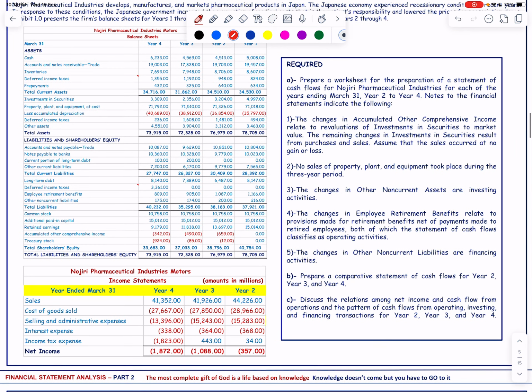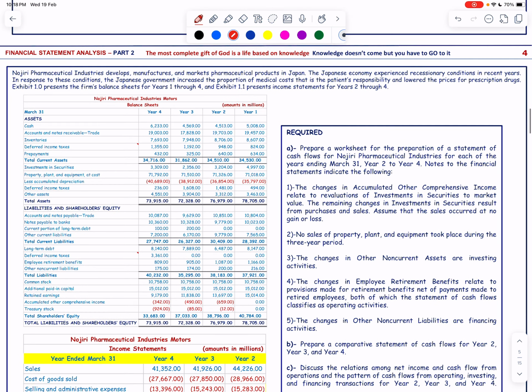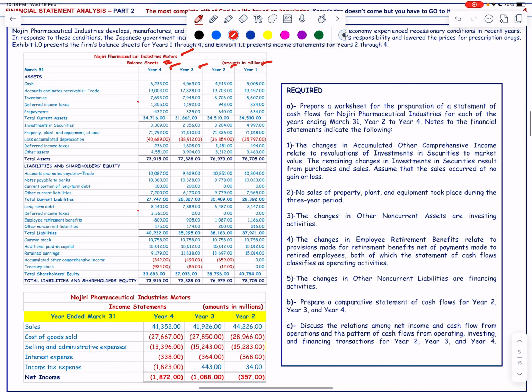We have the Nojiri Pharmaceutical Industries. We have the balance sheet, and this balance sheet is for a period of 4 years. At the same time, we have the income statement as well, and this is for the period of year number 2, year number 3, and year number 4.